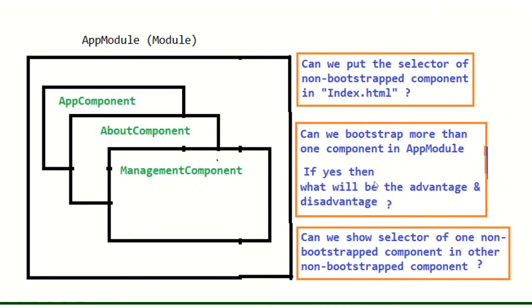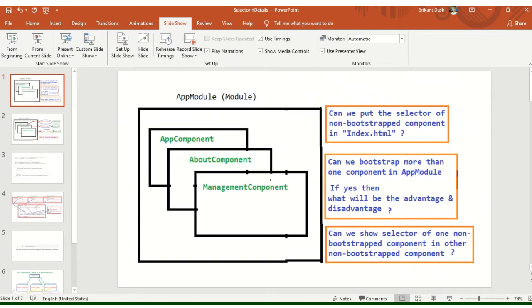Today I am going to tell you about the selector that is used in the components. As here there are three components in one app module, each component has its own selector. So the issue is: can we put the selector of a non-bootstrap component in index.html? There are three questions, and we will answer these three questions.